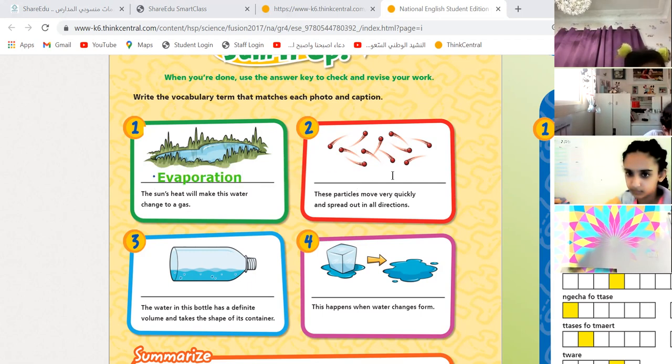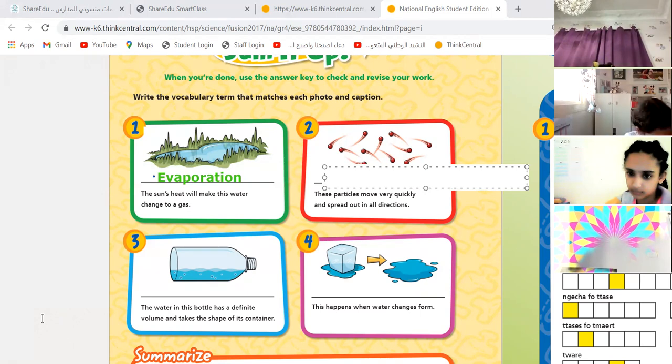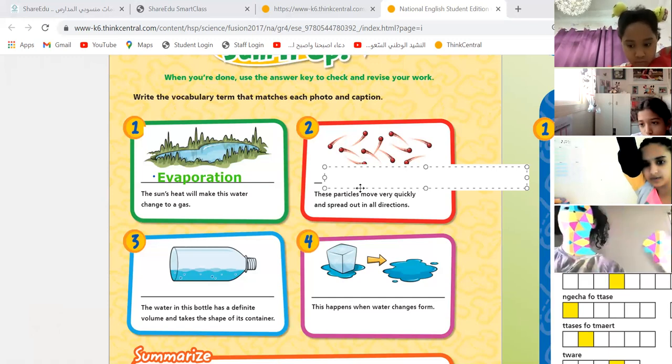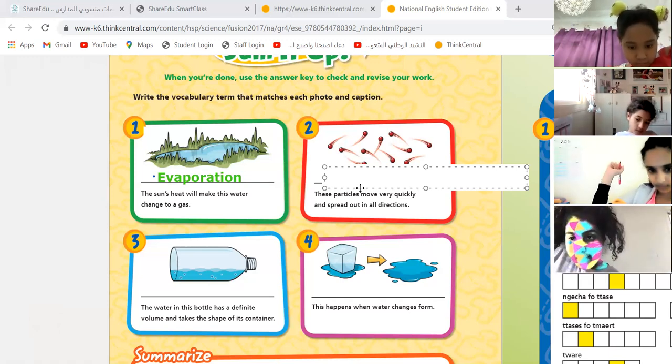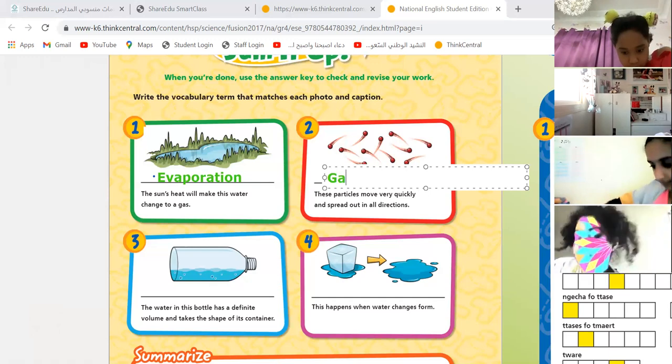Number two, Rital. Look at these particles: they move very quickly and spread out in all directions. What is it? Is it liquid, gas, or solid? Okay, Lynn. These particles move very quickly and spread out in all directions. What is it? Unmute your microphone, please. I know it's a gas. Gas, excellent. Very good.